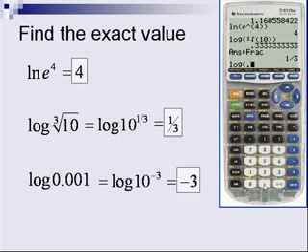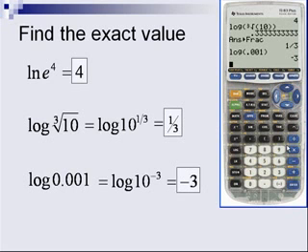That last one there, log 0.001, does give me a negative 3. So if you can just rewrite these using their properties, or if you get stuck and you do have numbers in there, you can go ahead and plug those into the calculator as well.